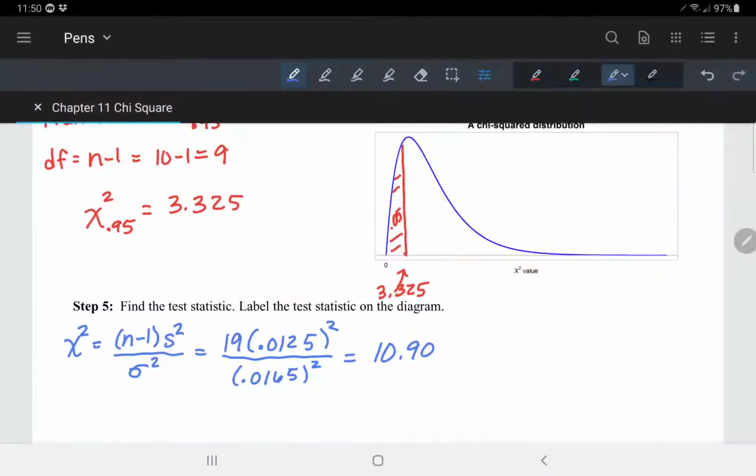Okay, so we put that on our diagram, and using the critical value method, it's very clear to see that this value of our test statistic is not in this critical region. It is not, so therefore we're going to end up not rejecting our null hypothesis.